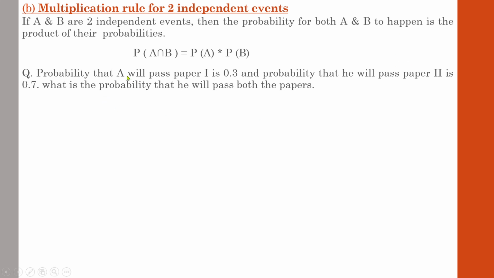Probability that A will pass paper 1 is 0.3 and probability that he will pass paper 2 is 0.7. What is the probability that he will pass both the papers? So what is the answer?